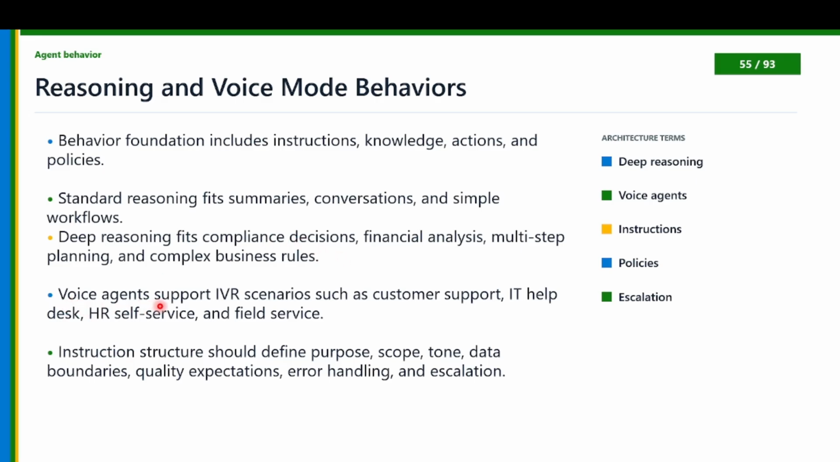Also note that voice agents support IVR scenarios such as customer support, IT help desk, HR self-service, and field service. So instruction structure should define purpose, scope, tone, data boundary, quality expectations, error handling, and escalation. So it is very, very important that you structure instructions based on purpose, scope, tone, data boundaries, quality expectations, error handling, and escalation. Agents should also know when to escalate to a human, even when you are implementing deep reasoning and voice.